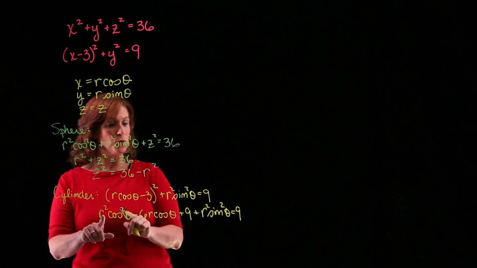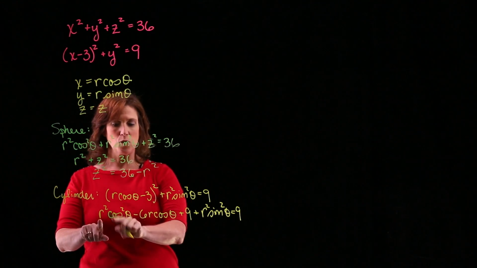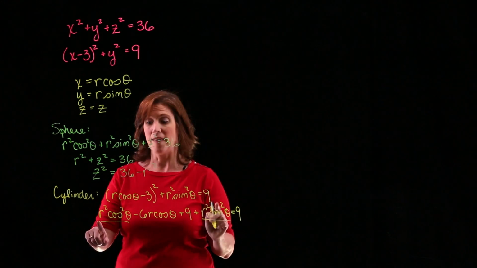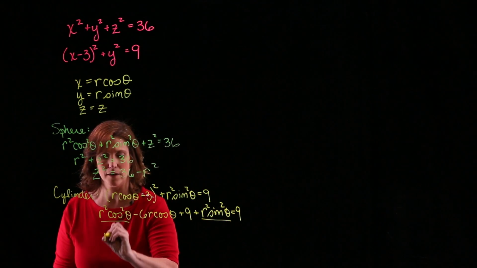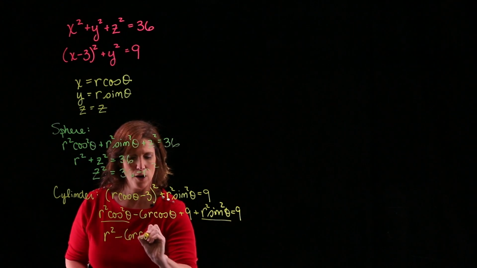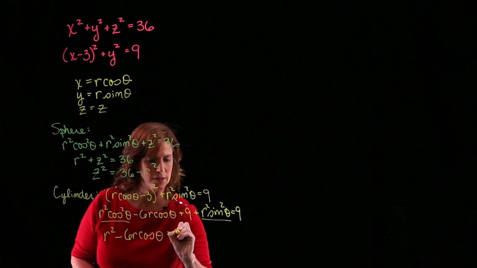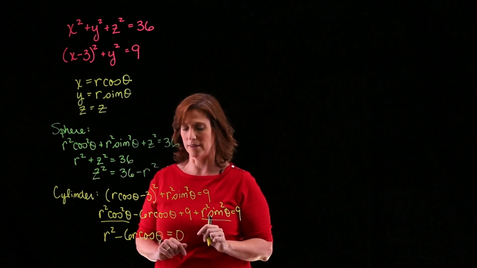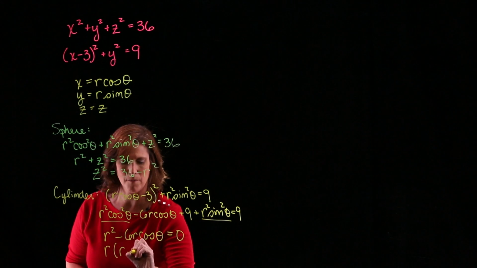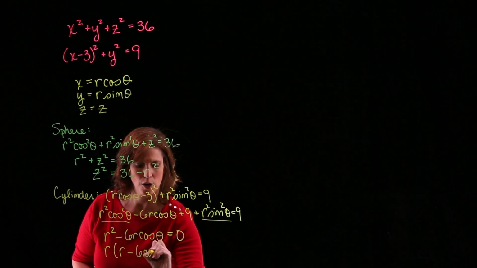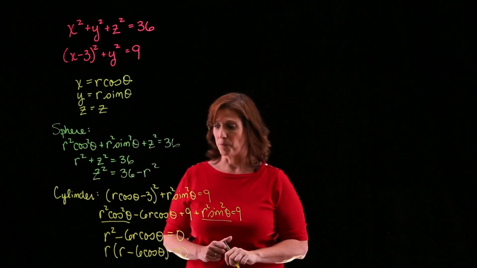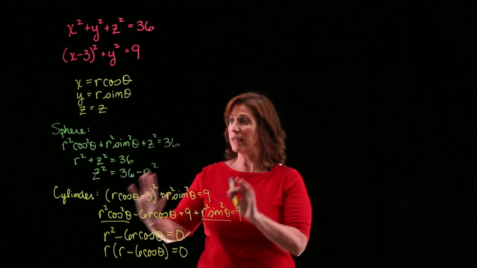Okay. So this will reduce then. I've got an r squared cosine squared theta plus r squared sine squared theta. That will reduce just to r squared. So I've got r squared minus 6r cosine theta equals 0, because I'll subtract 9 from both sides. And I can factor this and write this as r times the quantity r minus 6 cosine theta equals 0. Okay, so I'm going to leave that alone for a minute.